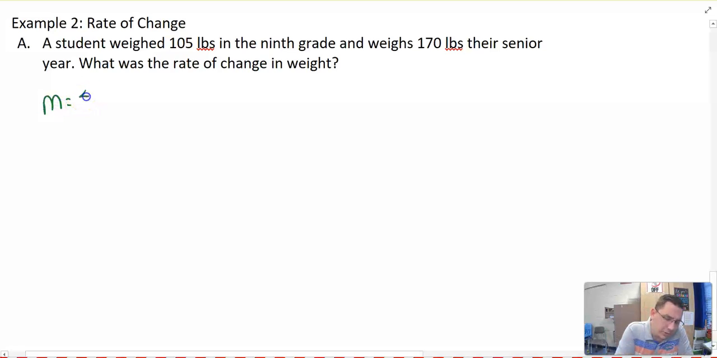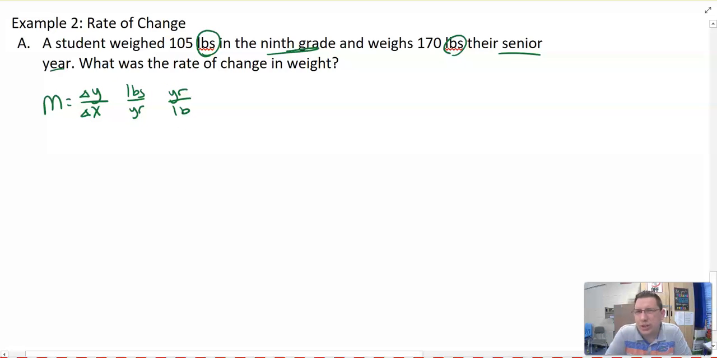Remember that slope we said was the change in y over the change in x. So these two variables that we have, pounds and what grade they're in, one of them is going to be our x variable, the other is going to be the y. Which order makes sense, pounds per year or years per pound? Pounds per year makes a lot more sense than years per pound. So that's the order we're going to go with, meaning that my y are the pounds and my x is the years. So we're going to pull out the information from this problem.